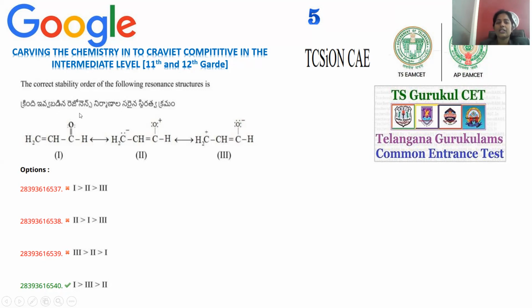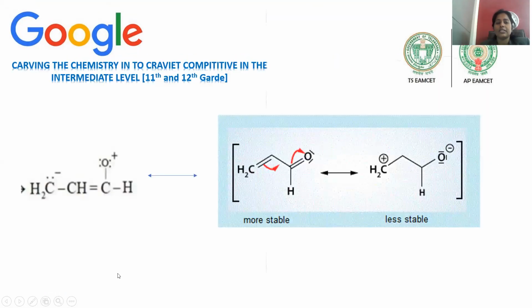Obviously, the uncharged conjugated system will be more stable. Option 1 is given in 2, so there is an ambiguity. Later on, 3 can be taken and 2 will be the least one. So we will explain why 1 is taken first, 3 is taken next, and 2 is taken least. The expected answer is option number 4. Let's see how we can explain this answer.